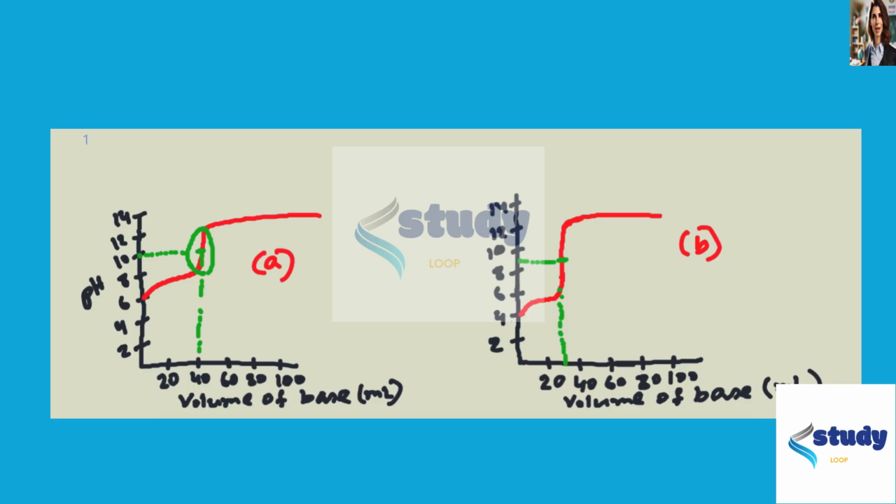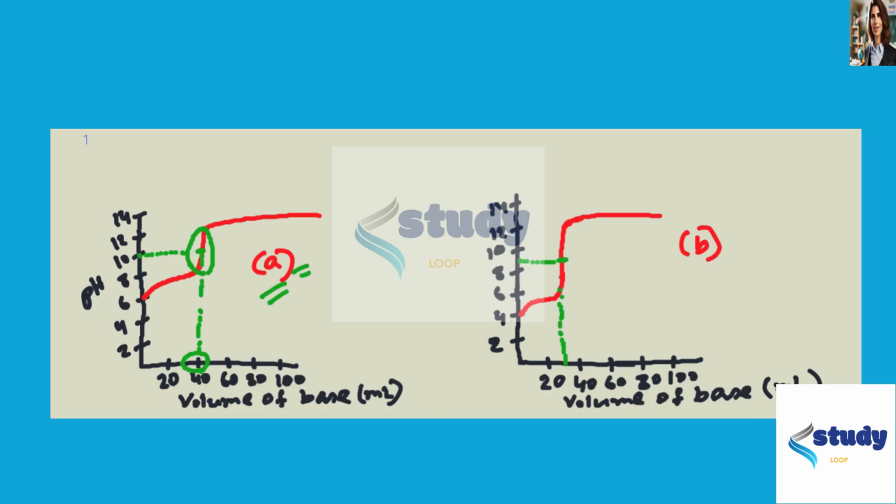So that means that in titration curve A, the acid is consuming more volume of base to reach the equivalence point. And that means that the acid which is more concentrated will consume more volume of base to reach the equivalence point. And therefore, since we have more volume of base consumed in curve A, that means that the acid in curve A is more concentrated than the acid in curve B.